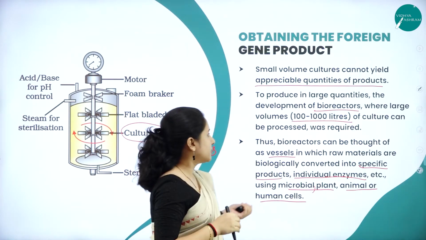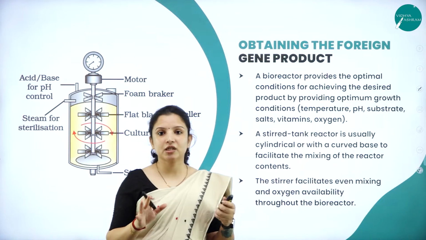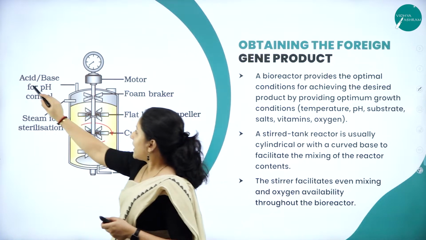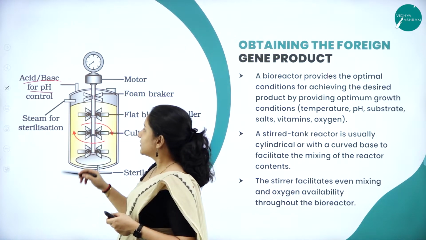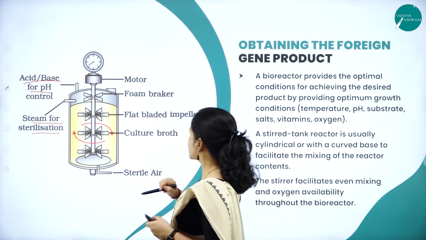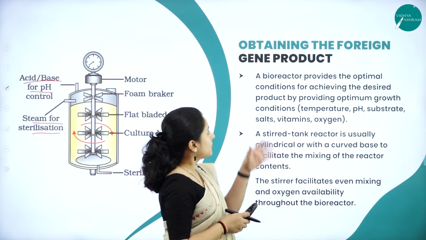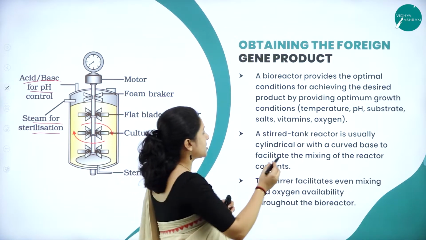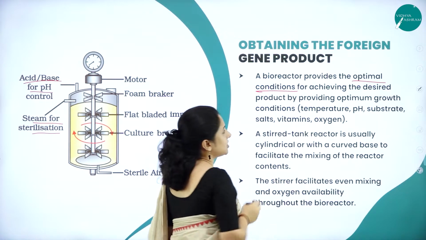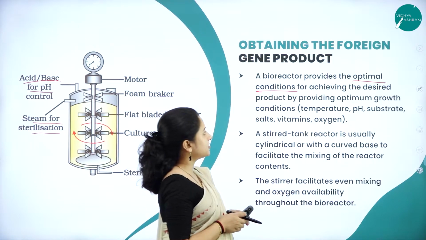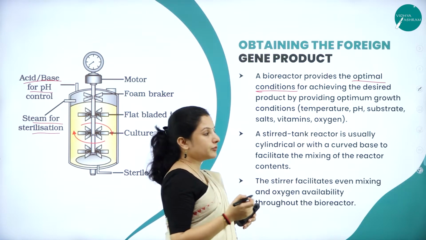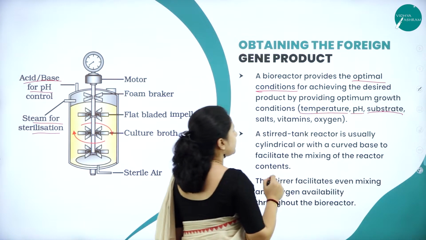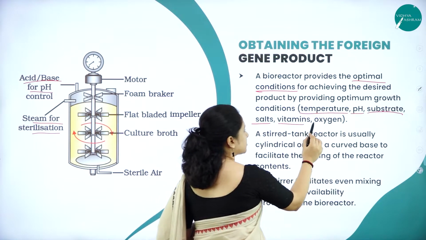So after putting the culture broth, what is done? Now in this particular vessel, the temperature will be adjusted, then the acid or base will be adjusted, then steam will be provided for sterilization. So all this will be adjusted. The bioreactor will be able to provide all the optimal conditions needed to produce the desired product of our interest. Optimum temperature will be maintained, optimum pH, optimum substrate, optimum salts, vitamins, oxygen, everything will be maintained.